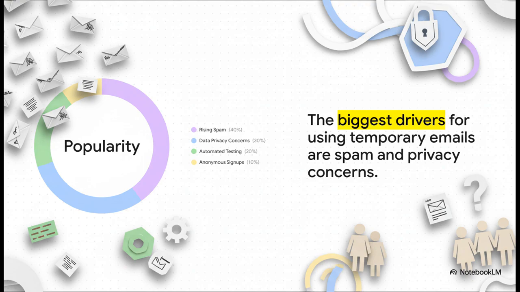And let me tell you, these things are getting popular. I mean, exploding popular. And if you look at why, okay, no surprise, 40% is just trying to dodge spam. We all get that. But look at that next biggest chunk, 30% for data privacy concerns. That's huge. It tells you this isn't just about convenience anymore. It's about taking back control.